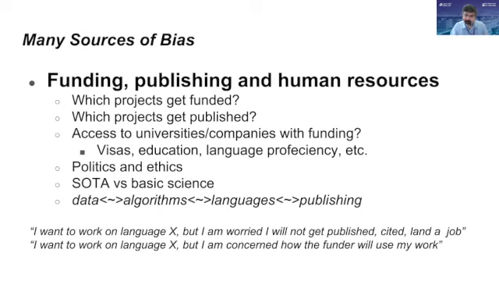I'm just putting some quotes here to give you a sense from the point of view of computational linguists and computer scientists, where I've had students who say, I want to work on language X, but I'm worried I will not get published, cited, or land a job. I've heard this many times about Arabic. I don't want to be pigeonholed as an Arabic NLP person. That would hurt my career potential, etc. Will it affect me being able to get more funding, etc.? So these are concerns, and it basically affects how much work happens in that space.